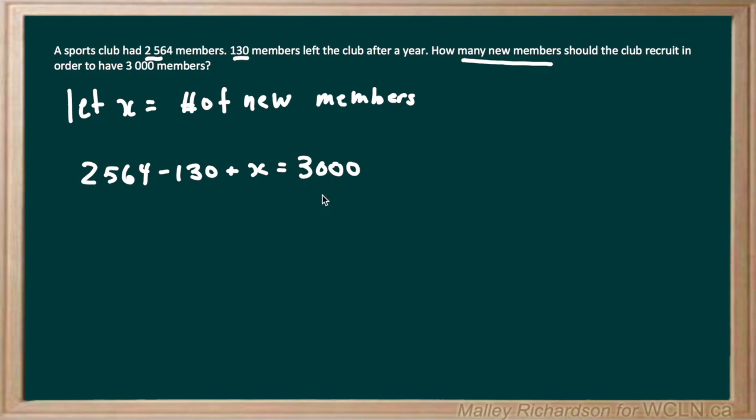Step 3 of the problem also asks us to solve the question, but in this case we don't have to solve it and we just have to find our final equation. So we just found our final equation, so 2,564 minus 130 plus x equals 3,000 is going to be our final answer and our equation to solve this question.